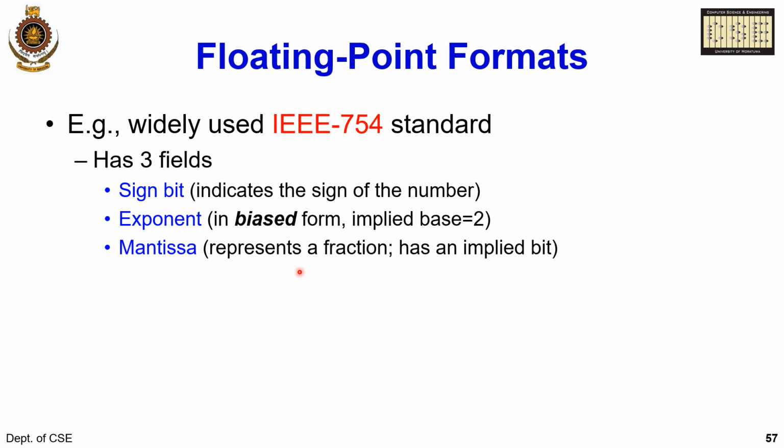We will discuss these fields in the later slides. It will be clearer when we look at an example. There is 1 bit for the sign to see if it is positive or negative. Then there are a few bits for the exponent. Then we have the mantissa, which represents some fraction. It has an implied bit. You will see what this means later on.